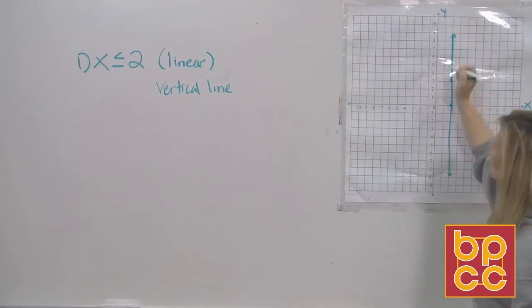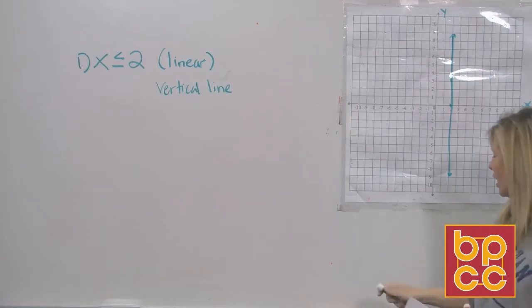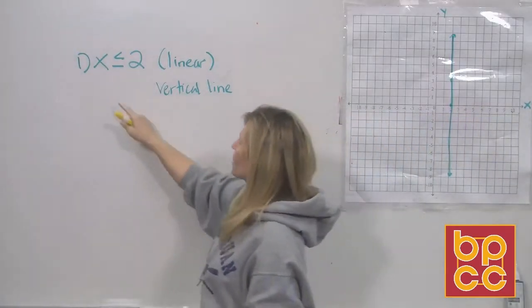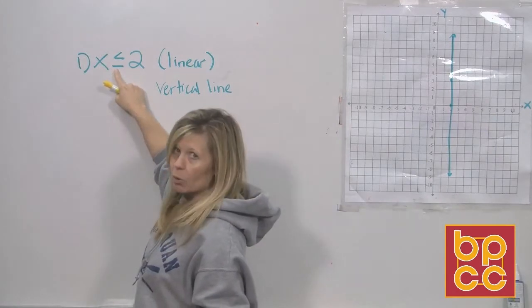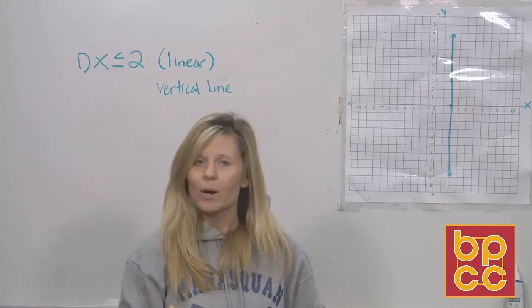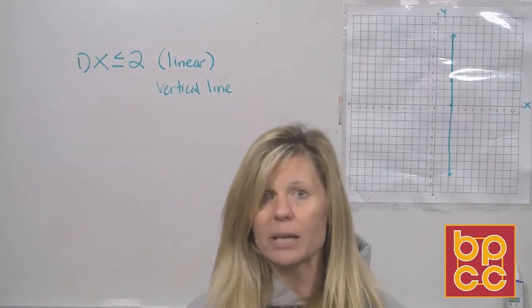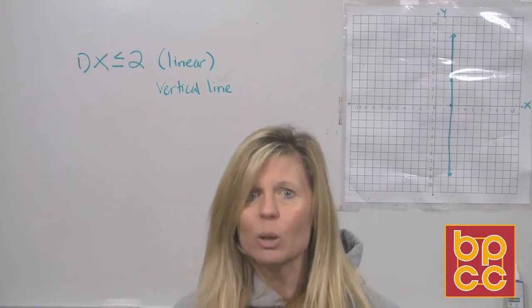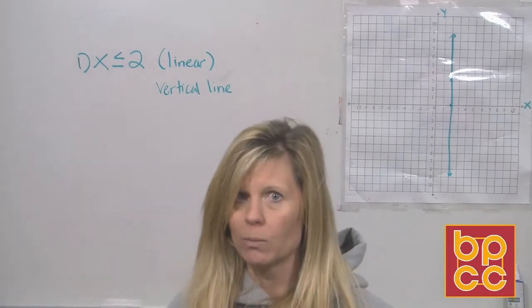So there's my solid line. But you're not done. Now you've got to shade. I want all the x values that are less than 2. Pretty much what I'm asking you to do is tell me, where is every point located that has an x value less than 2?